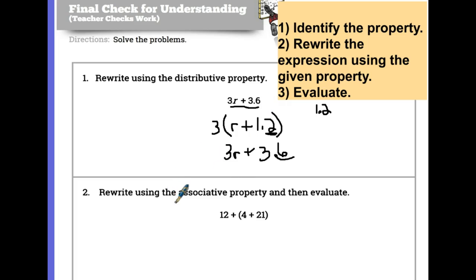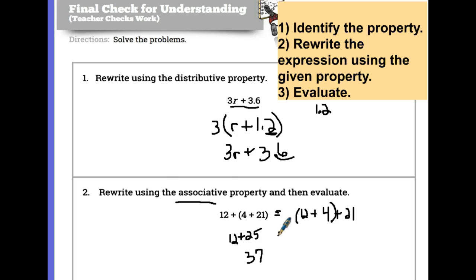Now, this is the associative property. I know the associative property means I group numbers differently. My numbers do not change. So I have 12 plus 4 plus 21. Well, my parentheses are around 4 and 21, so I'm going to put them around 12 and 4 here. But let's work this one out first. 4 plus 21 is 25 plus 12 is 37.